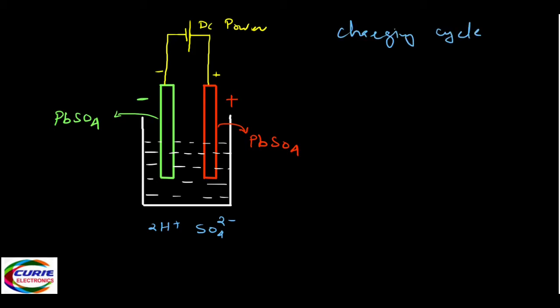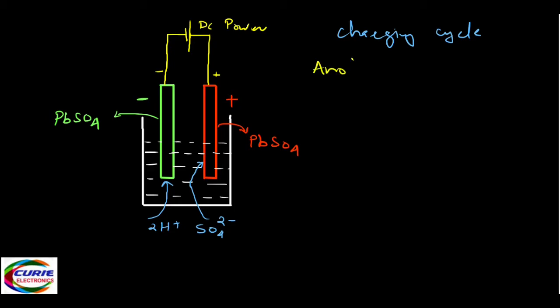Okay, charging cycle. During charging, what happens? This SO4 will move to the anode, and the 2H ions will move to the cathode. So now we'll see what is the chemical reaction happening at the anode.